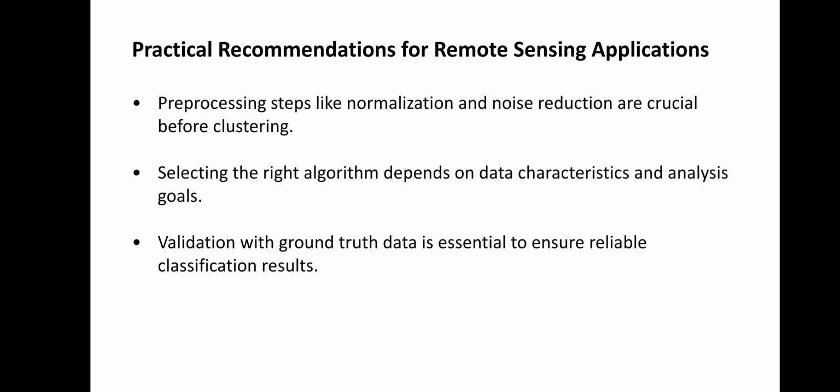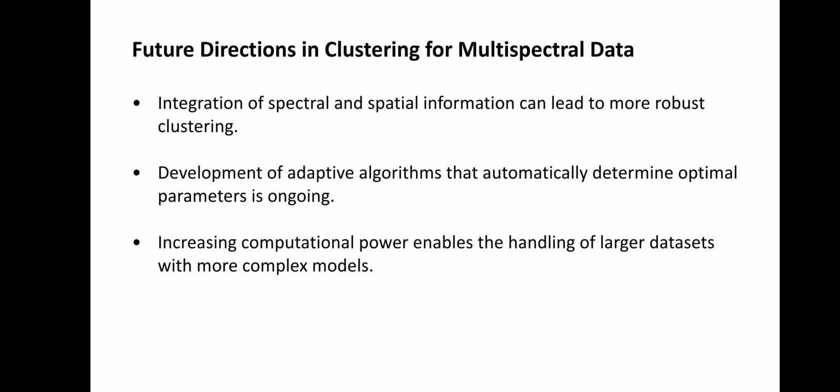Practical recommendations for remote sensing applications. Preprocessing steps like normalization and noise reduction are crucial before clustering. Selecting the right algorithm depends on data characteristics and analysis goals. Validation with ground truth data is essential to ensure reliable classification results.